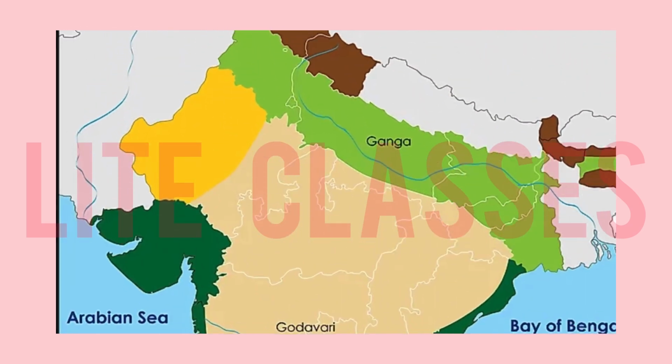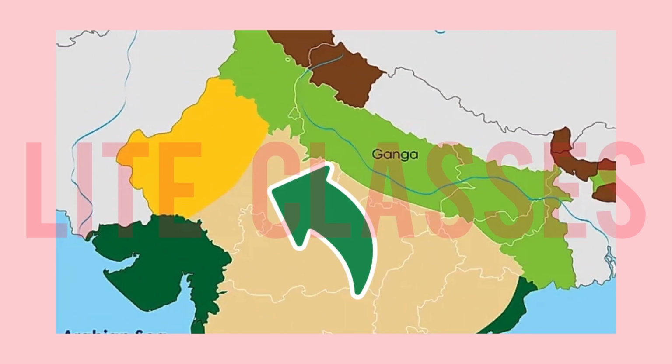The Indian Desert, located in the western part of India, primarily covers the state of Rajasthan. It is characterized by arid conditions, sparse vegetation, and extreme temperature variation.